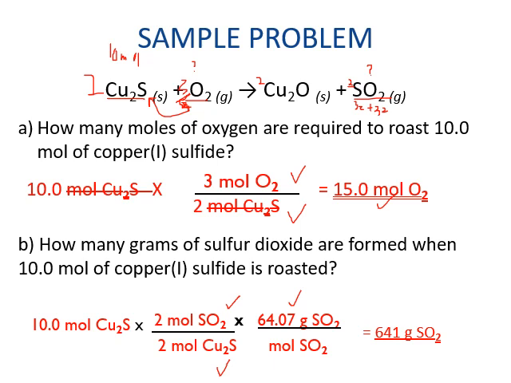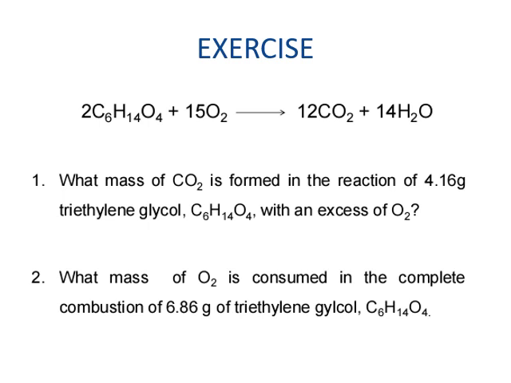So you want to cancel, because this one will be cancelled out. This one will be cancelled out. What remaining is gram. Okay, mole here cancel out, so what remaining is gram. So that will give you 641 gram of sulfur dioxide. Okay, simple thing. One is so simple. Alright. So you have to do equivalent here.